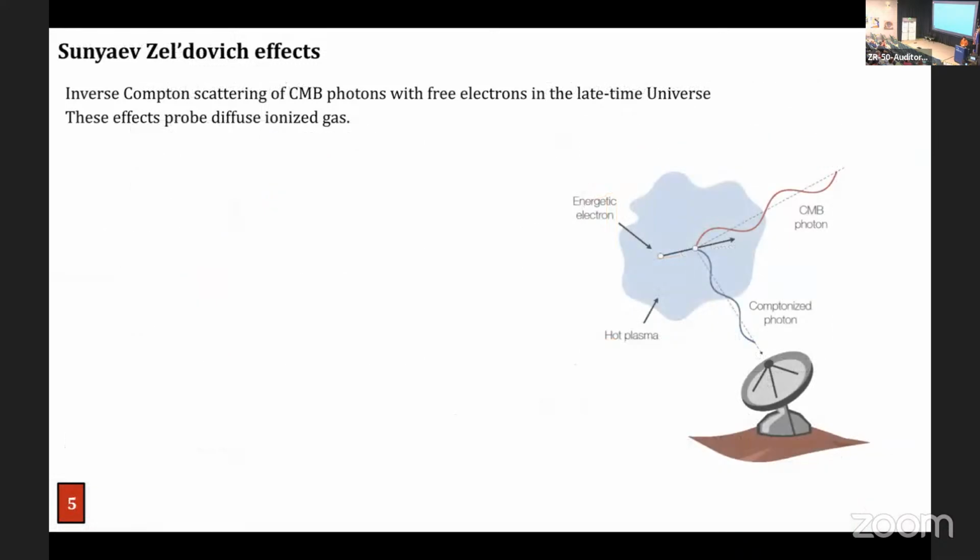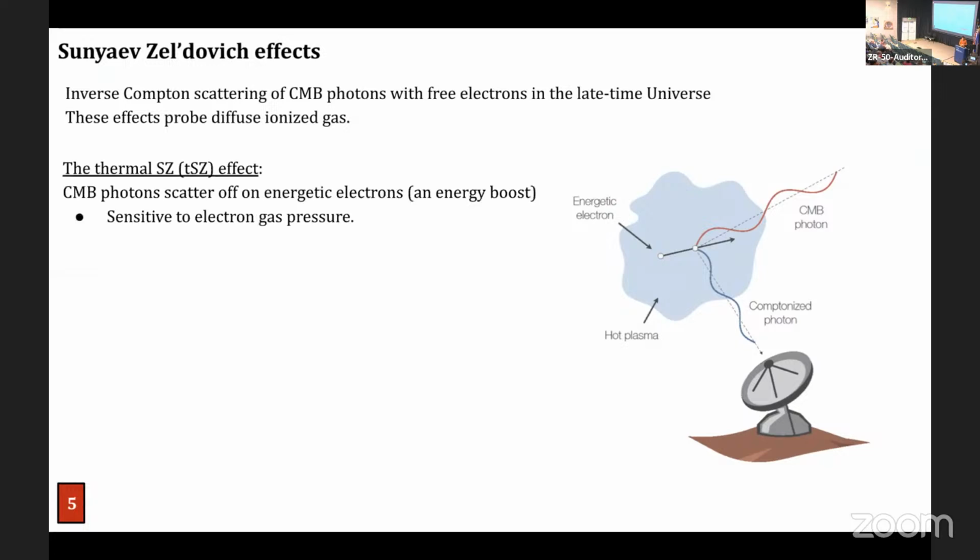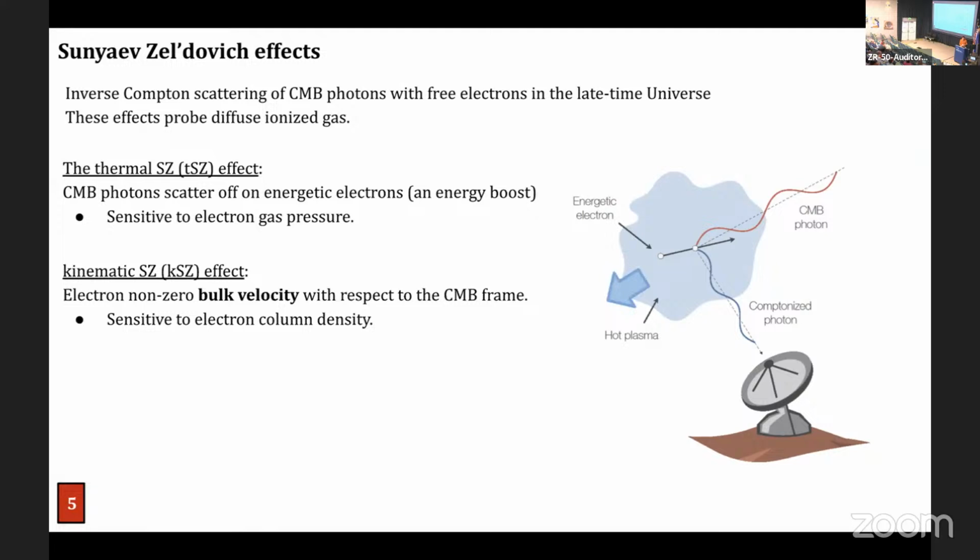All right. The other contribution to the CMB that is of relevance is the Sunyaev-Zeldovich effects, which are the inverse Compton scattering of CMB photons with free electrons in the late universe. And they probe the diffuse ionized gas. And out of these, the thermal Sunyaev-Zeldovich effect, which is sensitive to gas pressure, as well as the kinetic Sunyaev-Zeldovich effect are very relevant and valuable sources of information.